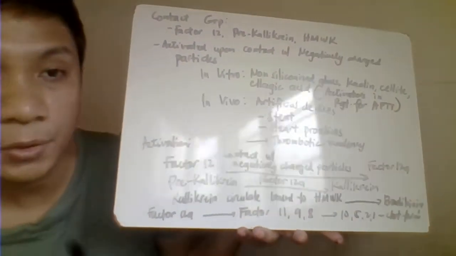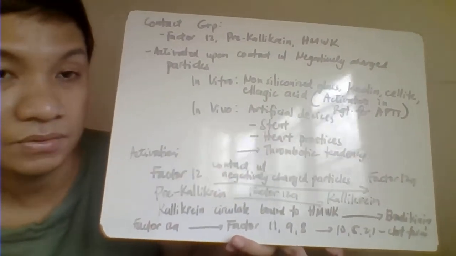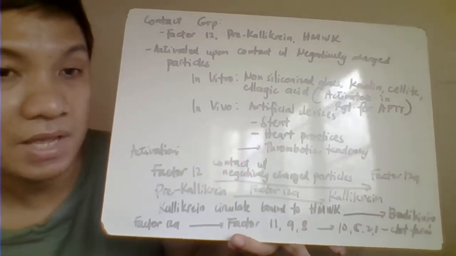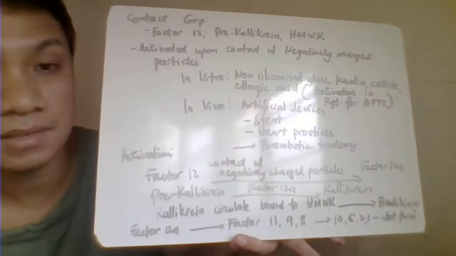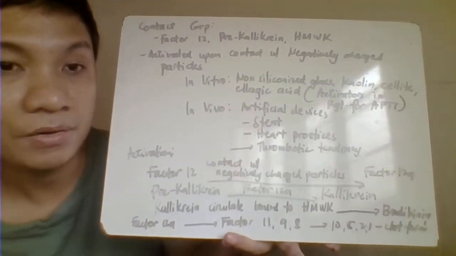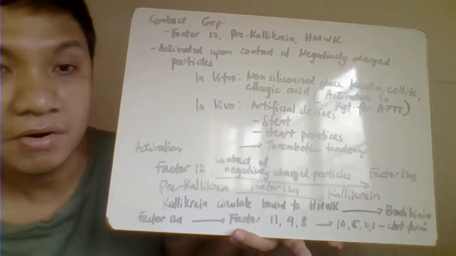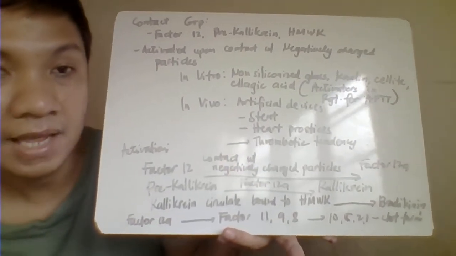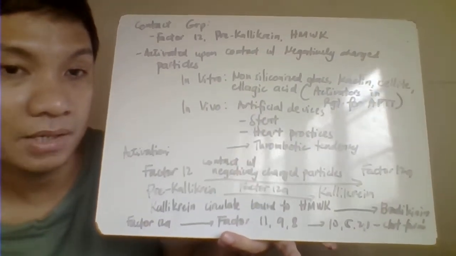Okay, the next group of your coagulation factors is the contact factors. The contact group tends to be activated upon contact with negatively charged particles. Your contact group includes factor 12, prekallikrein, and high molecular weight kininogen. Again, they tend to be activated upon contact with negatively charged particles.